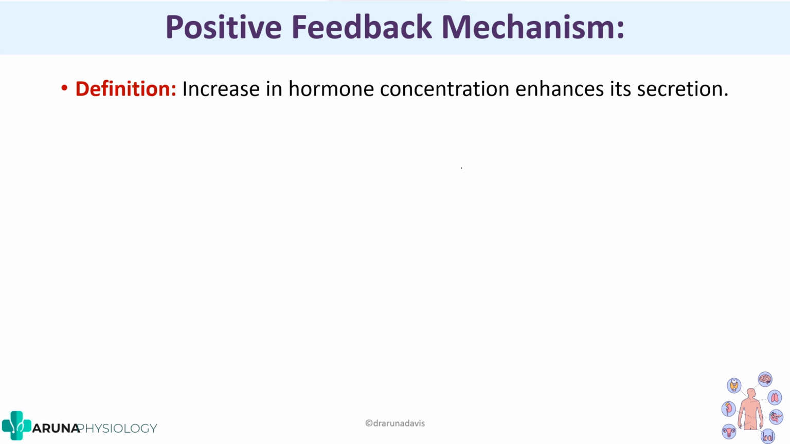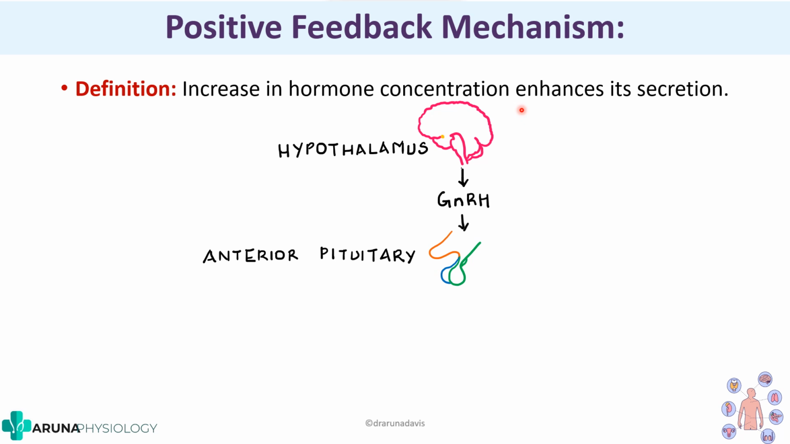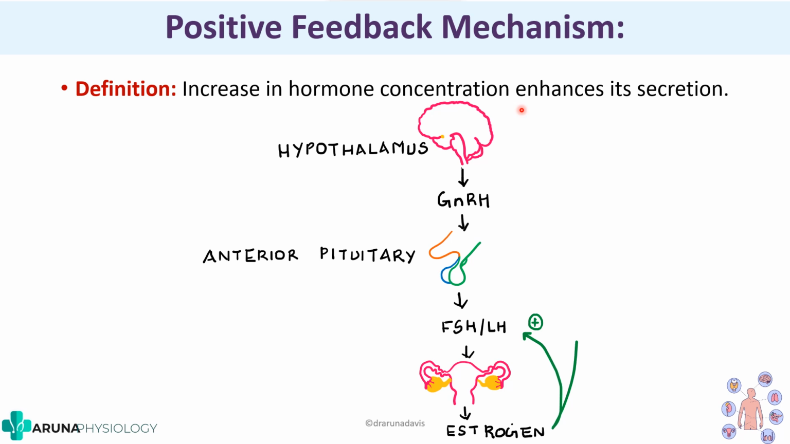So what about the positive feedback mechanism? As I said, positive feedback means an increase in hormone secretion enhances its secretion. The hormone itself will stimulate its own secretion. This also we can see with the help of an example. The hypothalamus produces the hormone gonadotropin releasing hormone, which will act on the anterior pituitary to produce FSH and LH, which will act on the ovaries to produce estrogen. Now during the time of ovulation, this produced estrogen can actually stimulate its own production by stimulating the production of FSH, and GnRH, actually LH to be exact. So this type of feedback in which the target gland hormone stimulates its own production is called positive feedback mechanism.